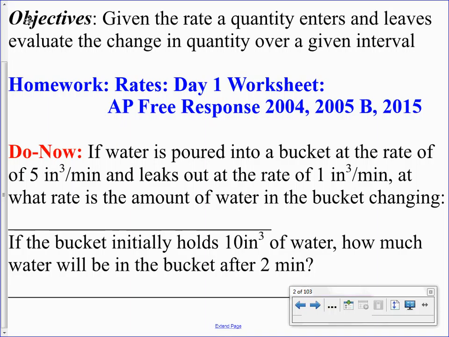Are we guessing random numbers? Okay, so if the water is pouring in 5 cubic inches per minute and it's leaking out at 1 cubic inch per minute, at what rate is it changing? 4 cubic inches per minute. Was that just a guess? I want you to understand that.